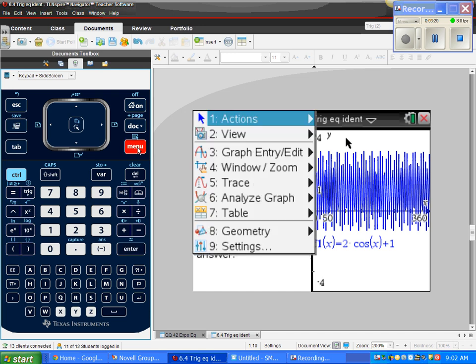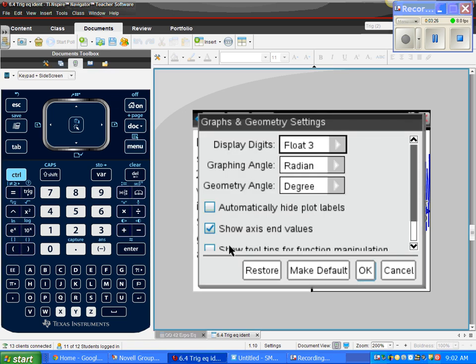So what you're going to do is you're going to hit your menu. You're going to go down to Settings. And this is really important. Notice this says float 3. Do you guys know what float means? Float means how many numbers the calculator will give you on the screen. So if I'm looking for solutions and I get a solution like 124.67, it's only going to show me 124, 125 when it's rounded, okay? We want more than that.